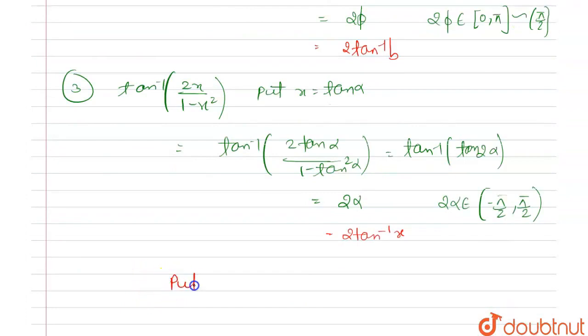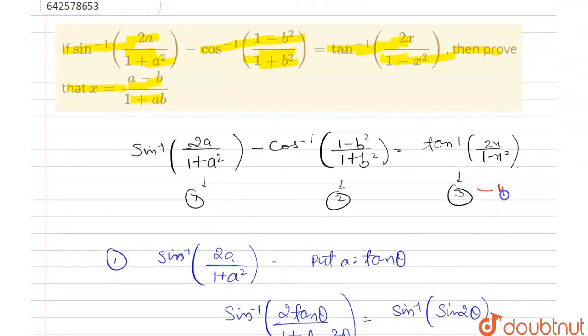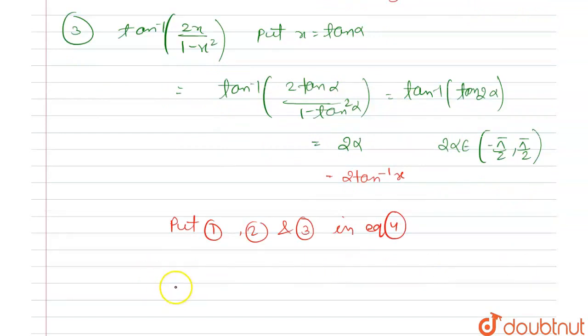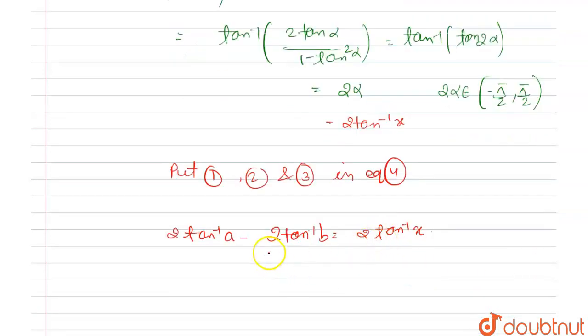Now put first, second and third values in our equation number 4. So we can write it as 2 times of 2 tan inverse a minus 2 tan inverse b is equal to 2 times tan inverse of x. And now the 2 should be cancelled out, so we can write it as tan inverse of a minus tan inverse of b equals tan inverse of x.